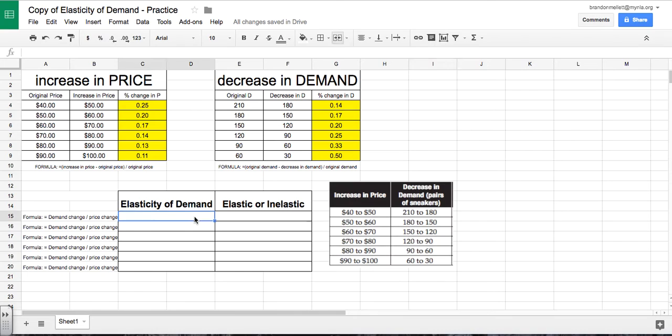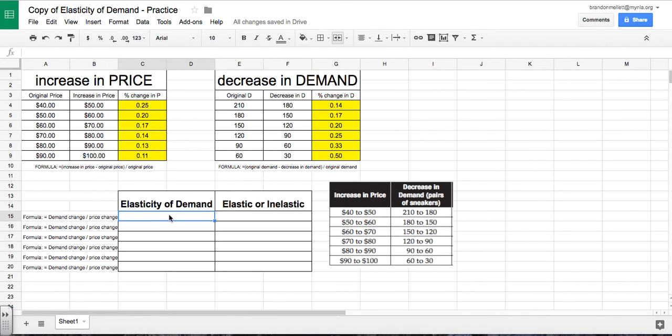Now we have our two different percents. So now we need to calculate whether this price change is elastic or inelastic. As we looked at in class, anything that's 0.99 or below is considered inelastic, anything that is 1 is unitary, and anything that is 1.1 or above is considered elastic. That's what we need to figure out in these price changes: when do the prices become elastic?